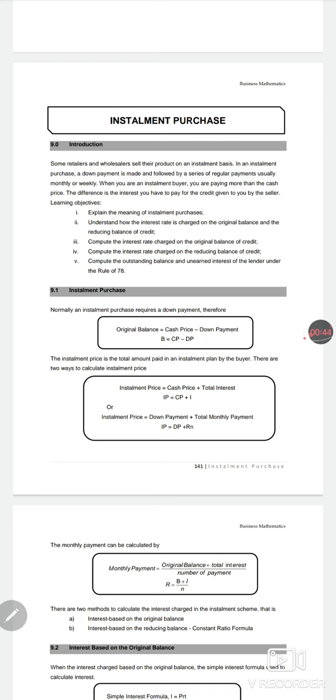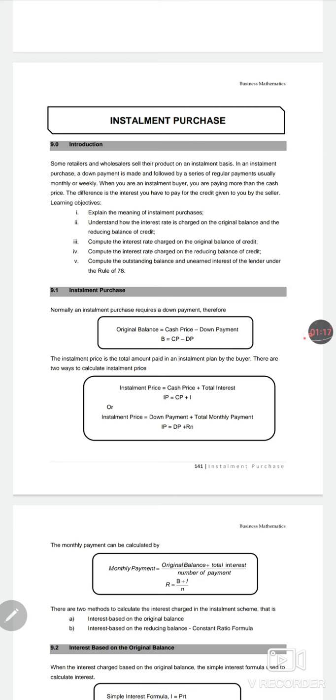The learning objectives for this chapter are: explain the meaning of installment purchase, understand how the interest rate is charged on the original balance and the reducing balance of credit, compute the interest rate charged on the original balance of credit, compute the interest rate charged on the reducing balance of credit. Then the last one, compute the outstanding balance and unearned interest of the lender under the rule of 78.